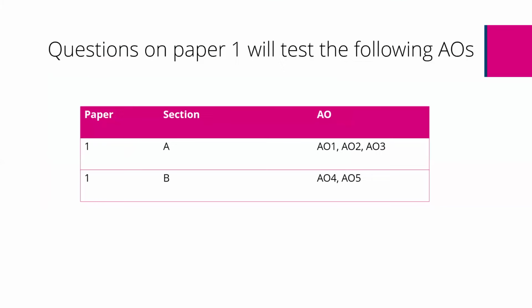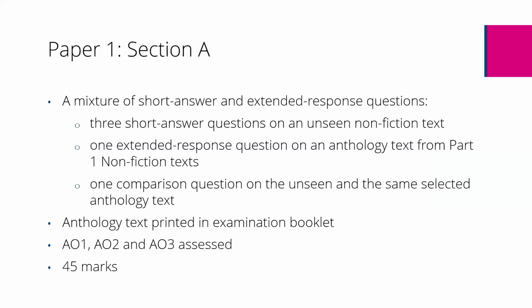Okay, so working through very logically, paper 1. Paper 1 in section A, we're looking at assessment of the 3 reading assessment objectives, AO1, AO2, and AO3. And section B, the transactional writing, is assessing AO4 and AO5. So in terms of the requirements for paper 1, section A, we're looking at a mixture of short answer and extended response questions. The 3 short answer questions, questions 1, 2, and 3, are on an unseen non-fiction text.